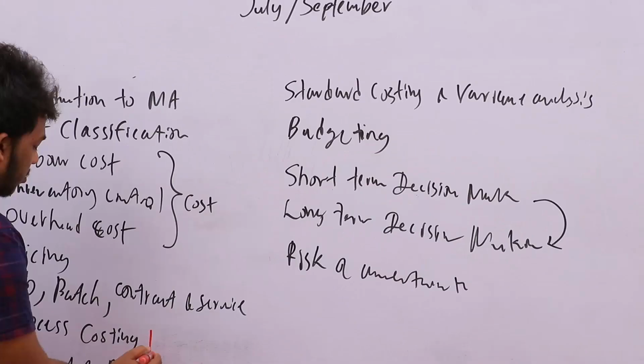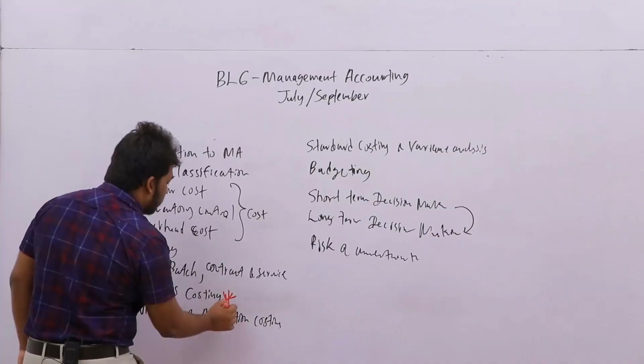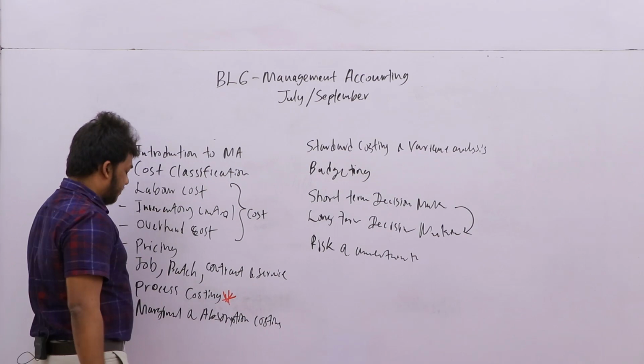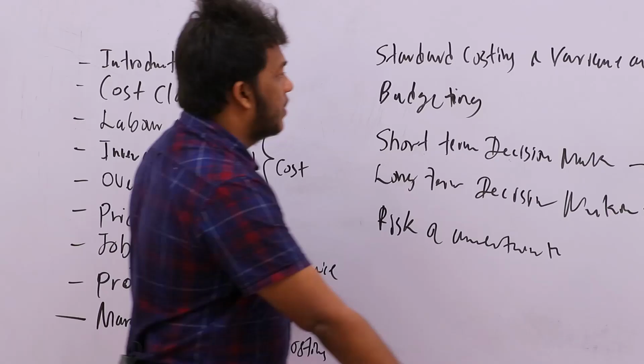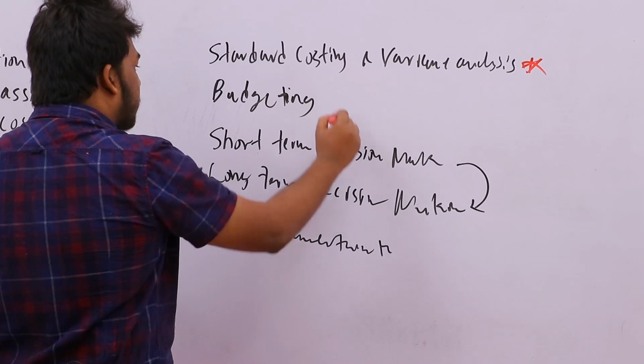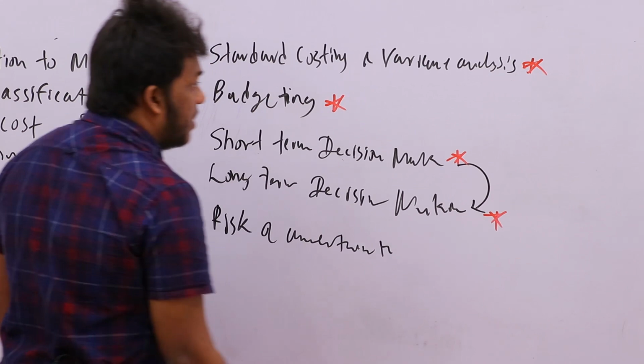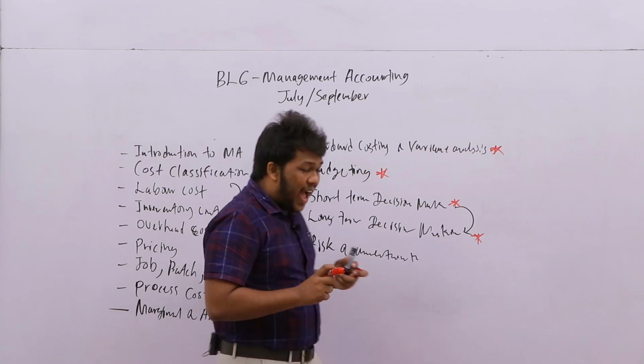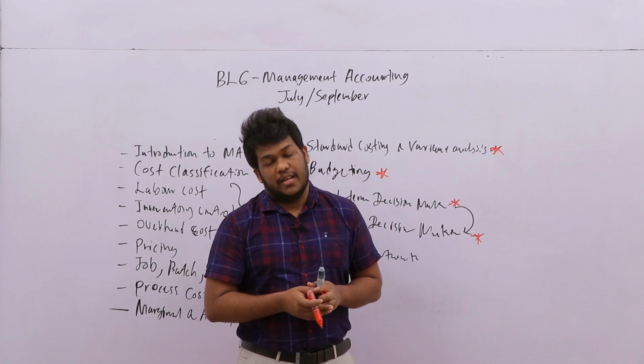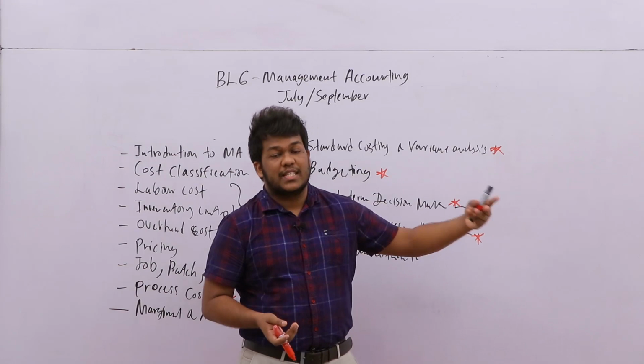So see, as I have highlighted, the process costing lesson will be a big lesson. And also standard costing and variance analysis, the budgeting lesson, short-term decision making, long-term decision making. So I would say these five lessons are the biggest or mostly tested lessons in your syllabus, in your examinations, maybe the FAST curriculum, the previous curriculum, and also in the next curriculum.